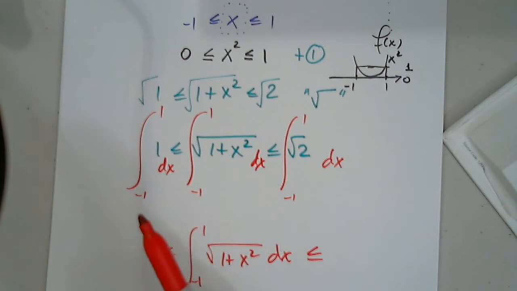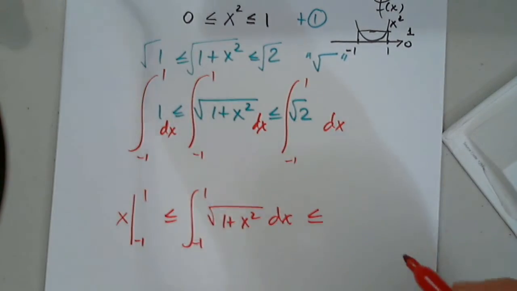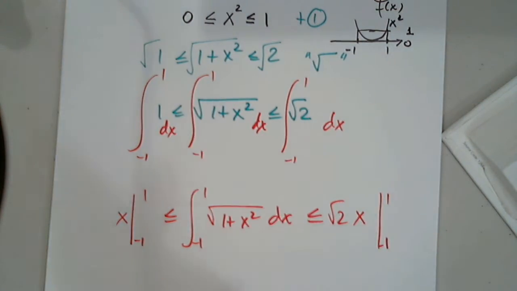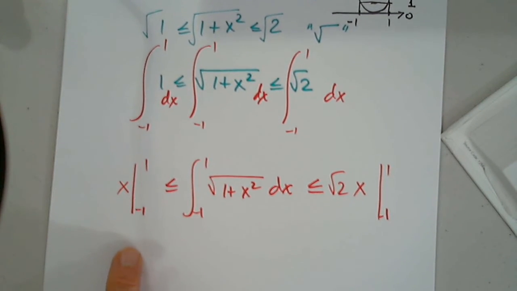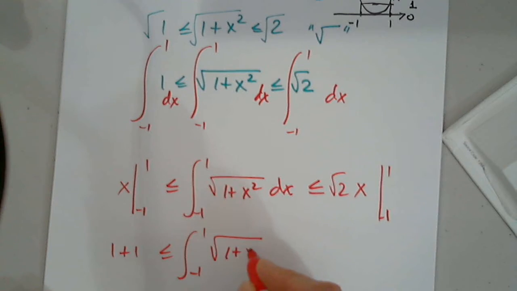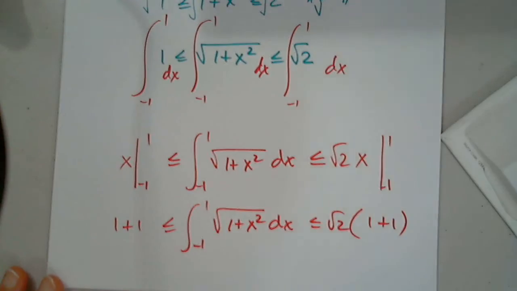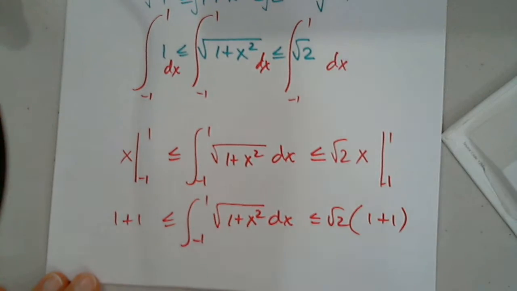So now, what is the antiderivative of 1? 1x. Very good. Excellent. From -1 to 1. So now I plug in 1 and I subtract when I plug in -1. What do I get on this side? Let me write it. 1 plus 1. And this is what the problem was asking us to do. So the left-hand side is 2.